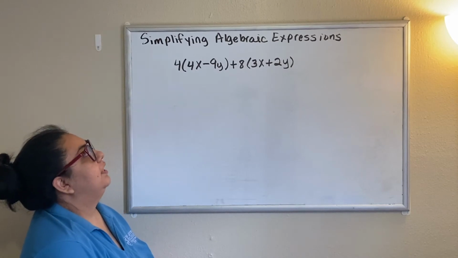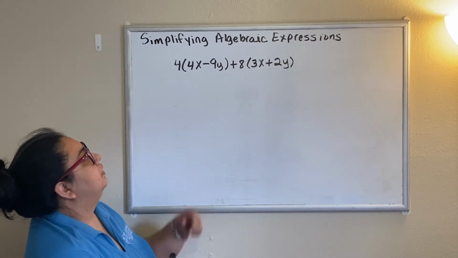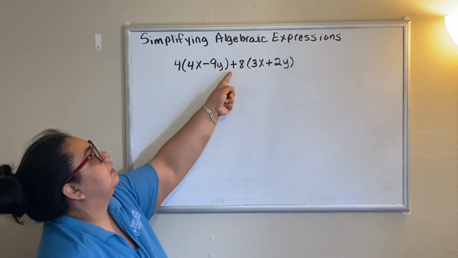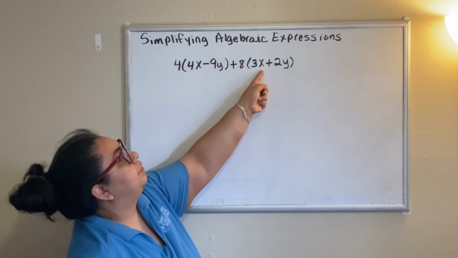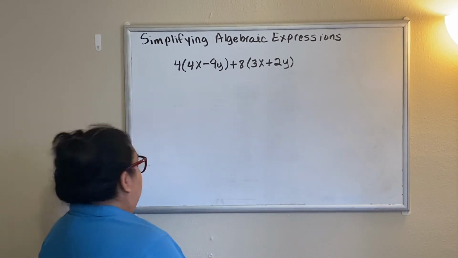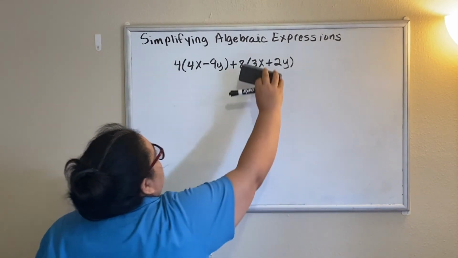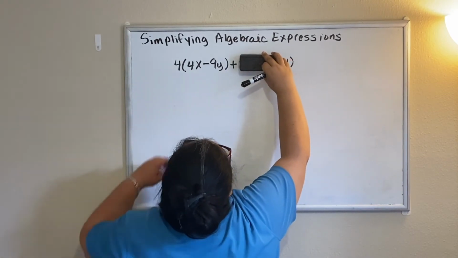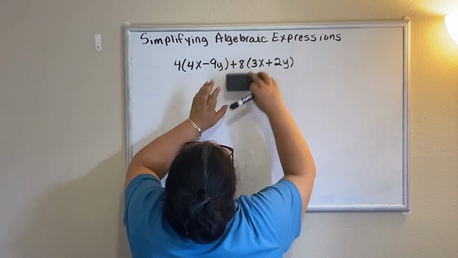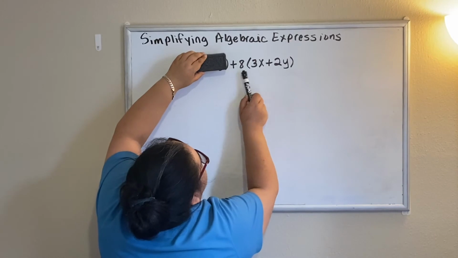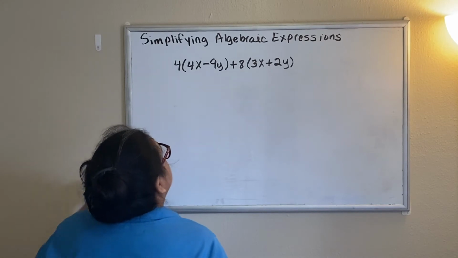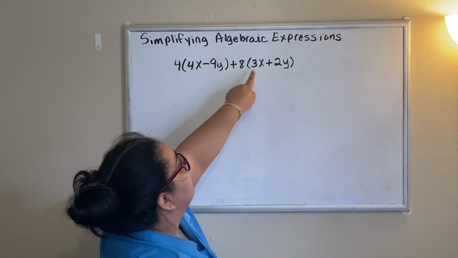Okay, so now we're going to take a look at example 2 of simplifying algebraic expressions. And we have 4(4x - 9y) + 8(3x + 2y). Now, if we cover up this second part right here, notice this first part looks very similar to when we were doing the distributive property. And if we cover up the first part, this second part also looks like the distributive property.